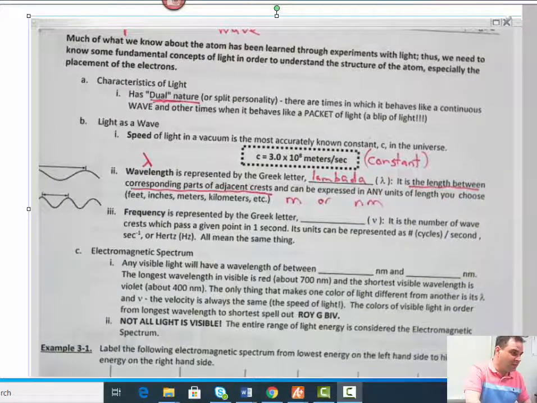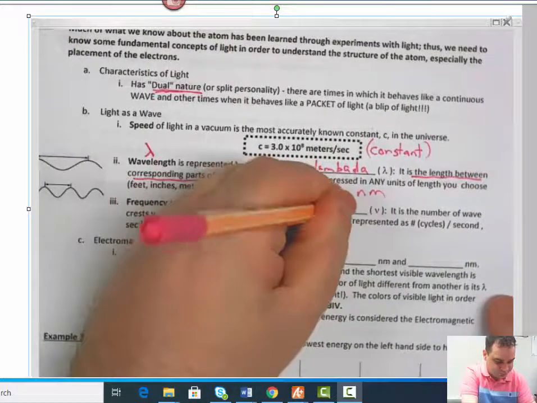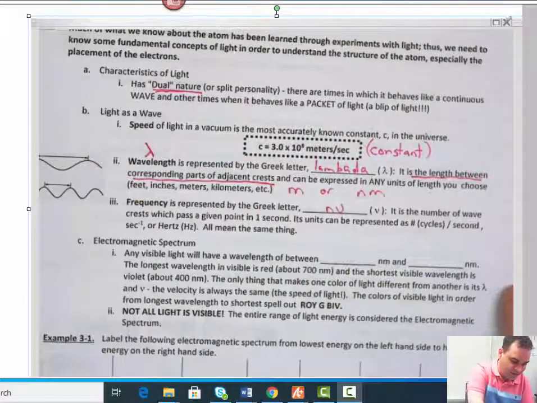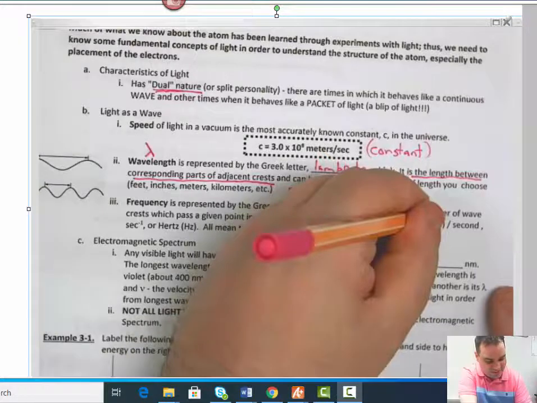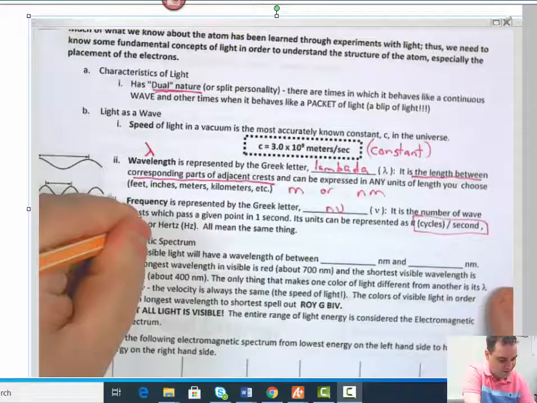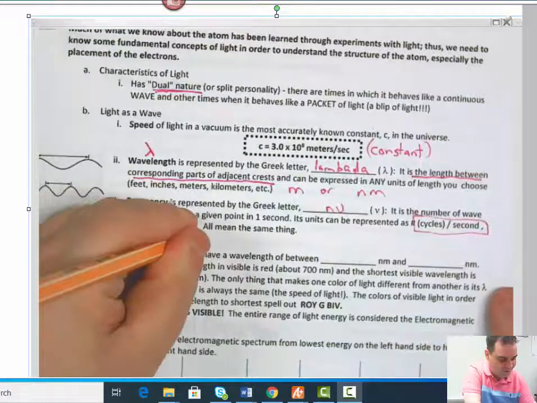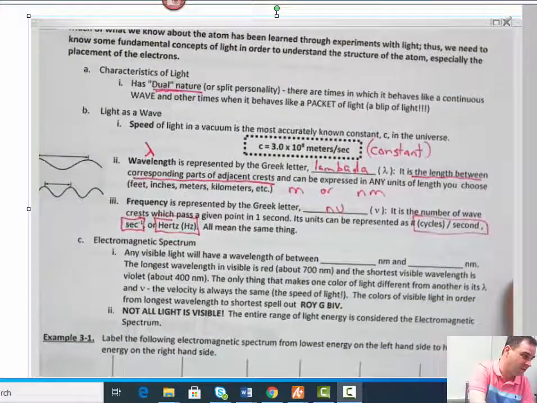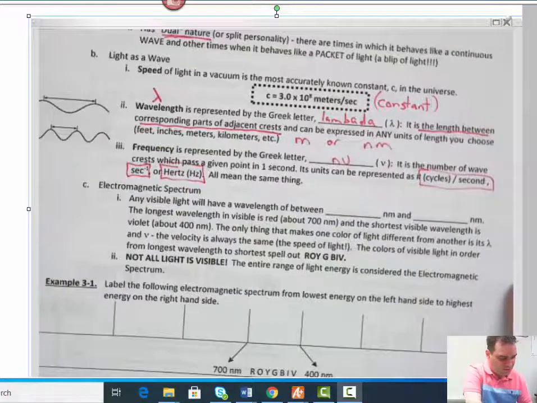Frequency is represented by the Greek letter nu. It is the number of waves or crests that pass a point per given second. This is why it has the units cycles per second, seconds to the -1, or hertz. All of those mean the same thing. It's the number of cycles per second. That is what the frequency is.